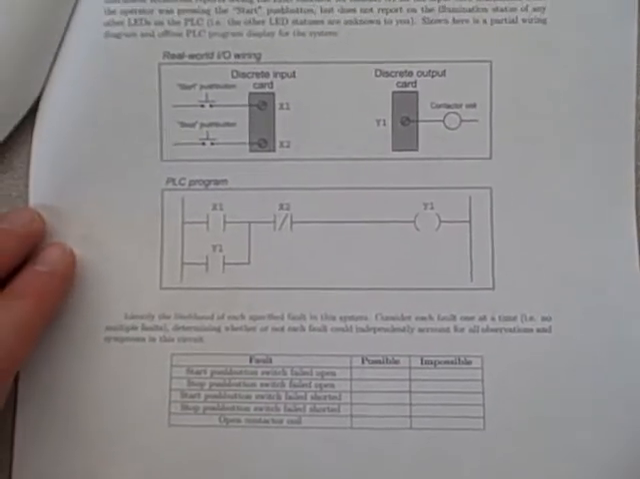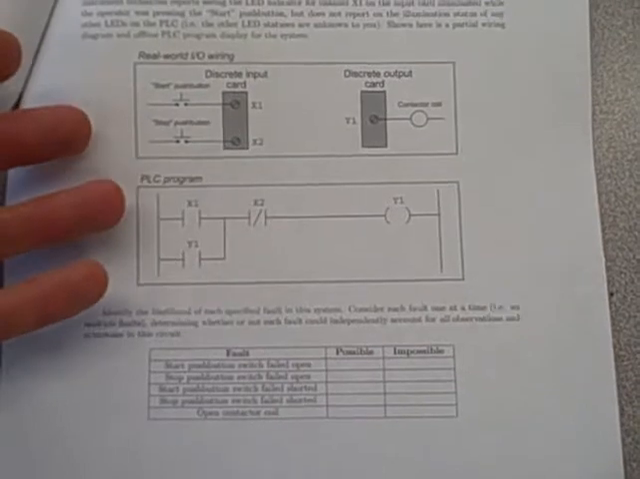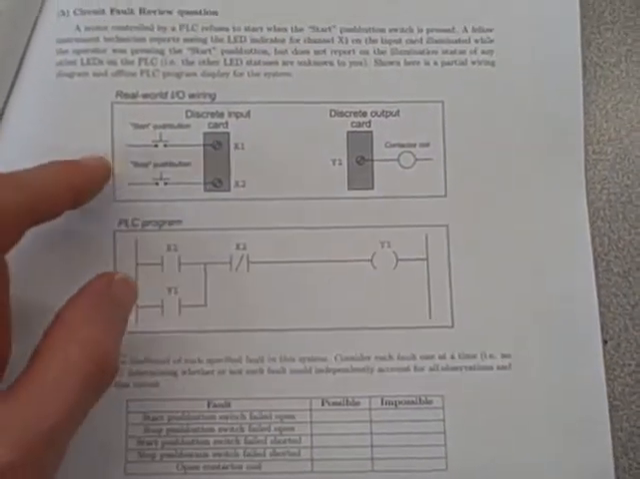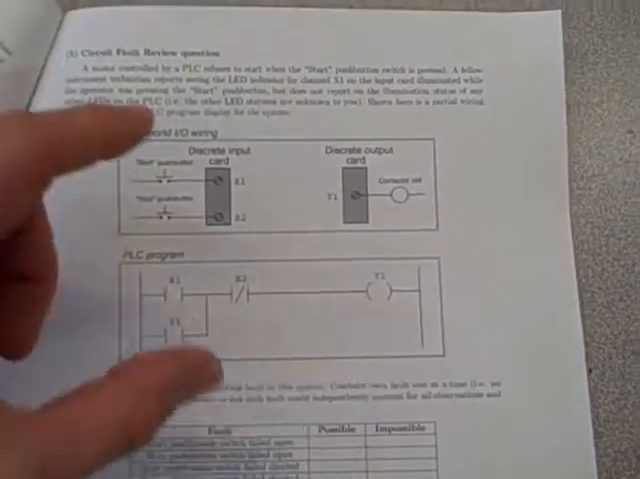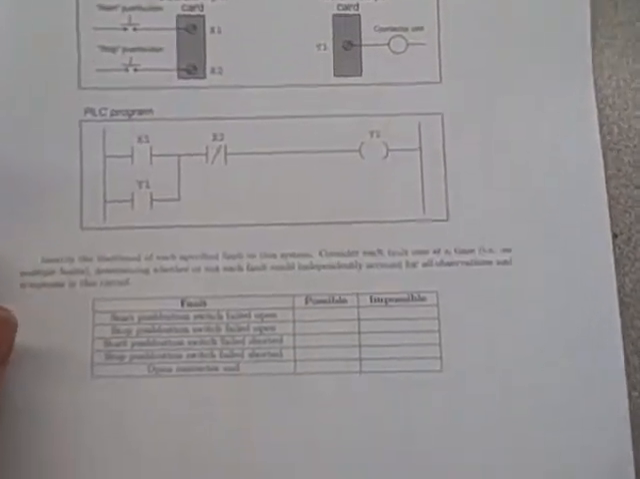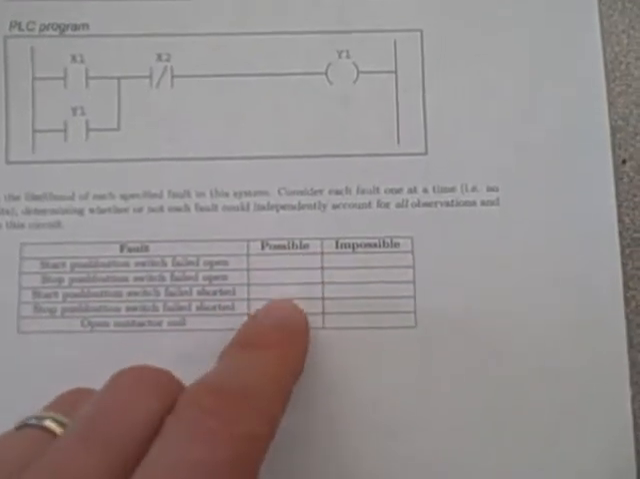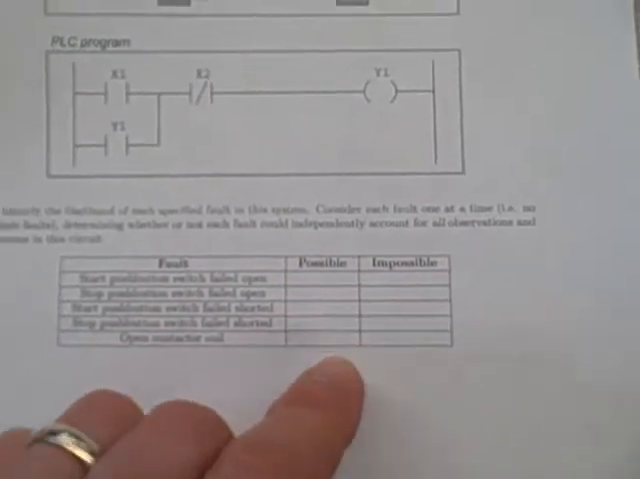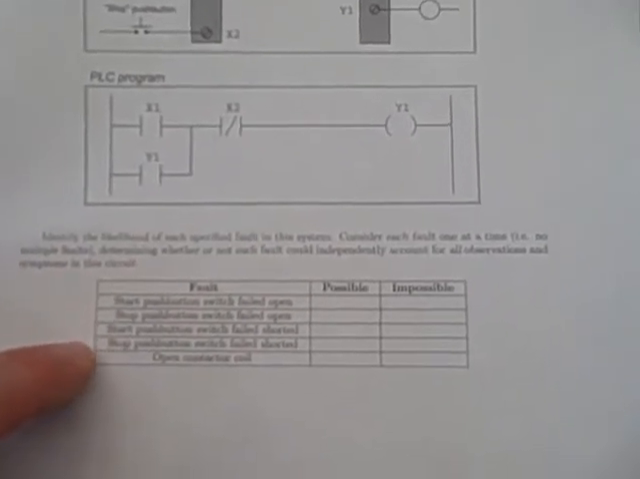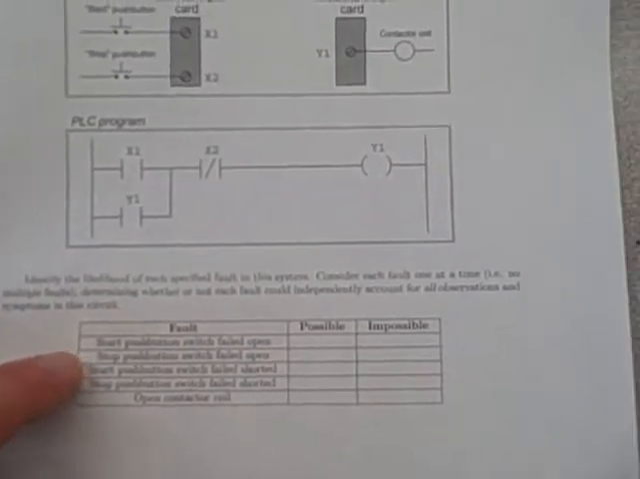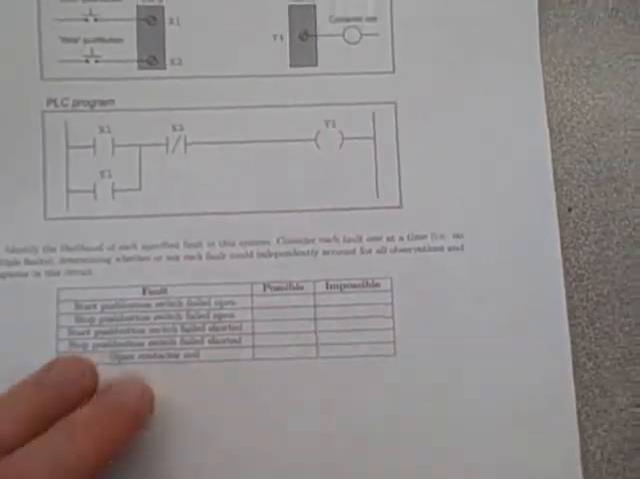There's a troubleshooting question on every one of our mastery exams where the student is given a presentation of a system. They have a certain wiring diagram. They have a PLC program in this case. Symptoms are described, and then the student has to choose whether or not each one of these faults is possible in its ability to explain all that's going on. So they have to independently consider each one of these possible faults and see whether or not it could account for what we see or whether it would not account for all that we see.